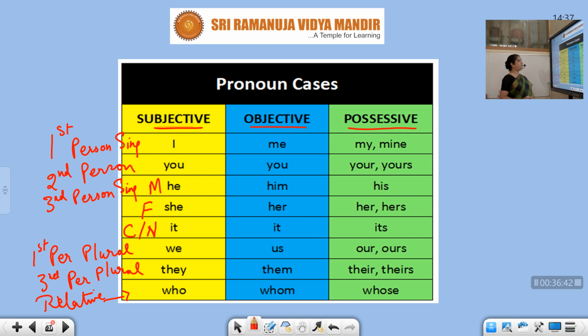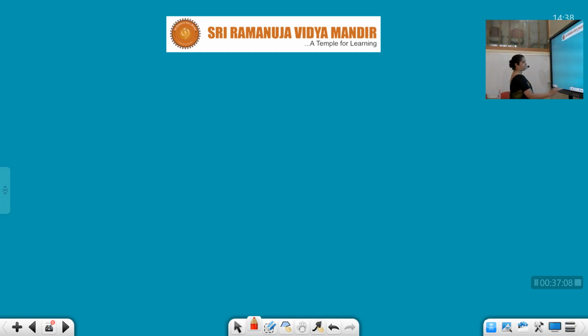Now let us look into the table. I will become me. I gave him, he gave me. So this is subjective case and this is objective case. Now possessive case. My car, the car is mine. Can you see the difference? This is my car, this car is mine. So that is how the sentences of possessives are going to be.